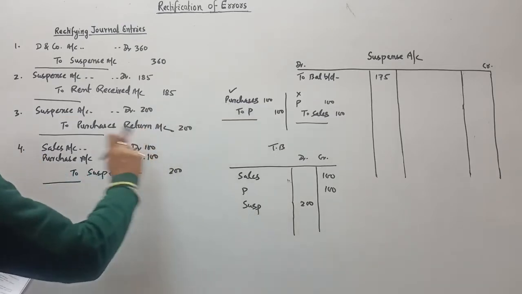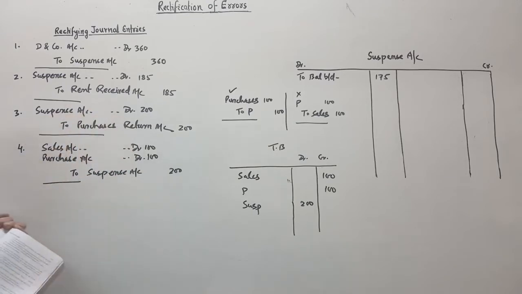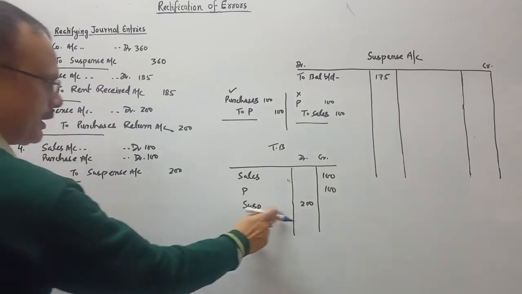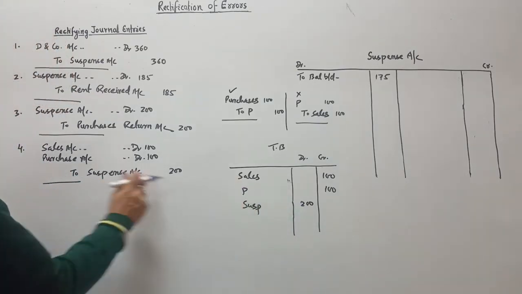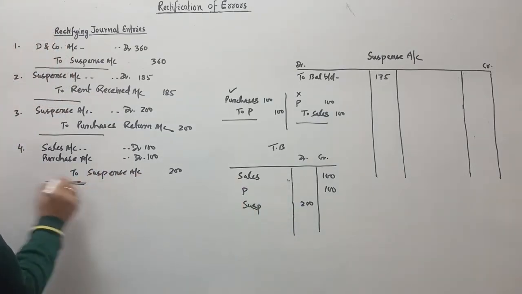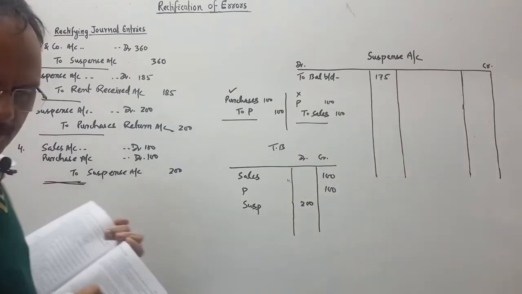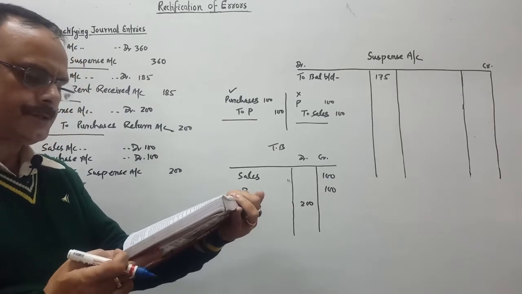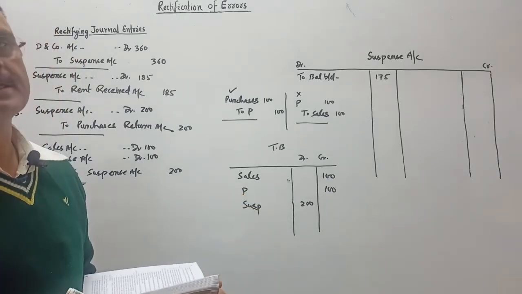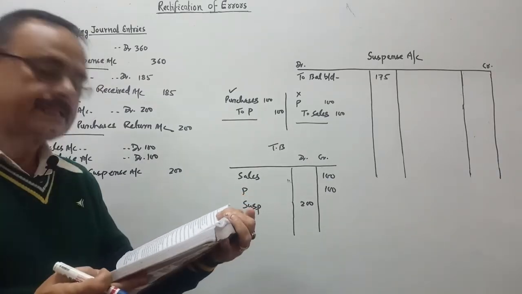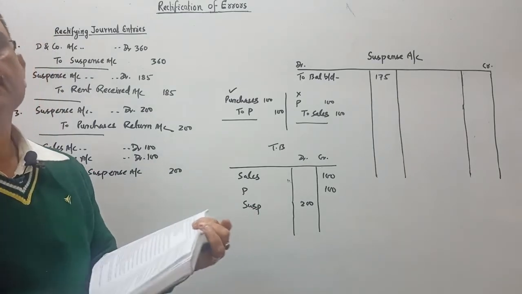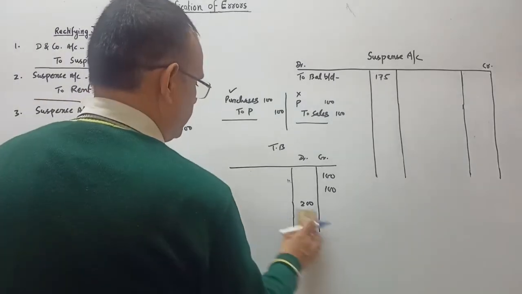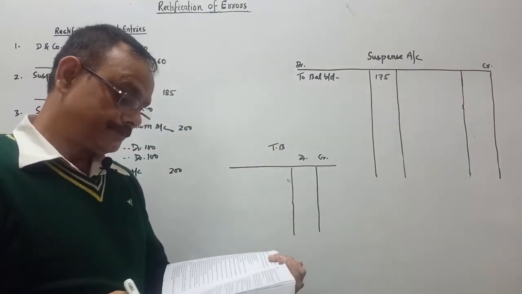Sales is cancelled. For cancellation we have entered on the opposite side, sales debit. Suspense is on debit. We have to cancel the suspense. For that we have to credit the suspense account. So the narration, you can write it. What will be the narration? Being goods purchased from Prakash wrongly entered in the sales book, but Prakash account was correctly credited, now rectified. Now come to the next.